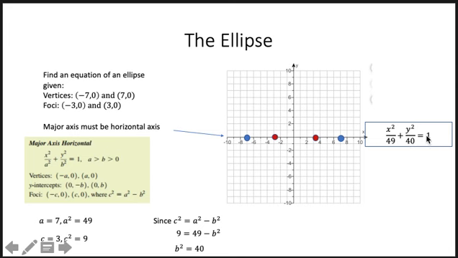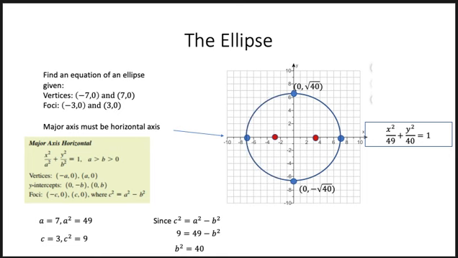If you want to know what this graph looks like, remember we're going to go up square root of 40. Well, the square root of 40 is somewhere between 6 and 7. And we're going to go down the square root of 40, somewhere between negative 6 and negative 7. And then we'll just draw our smooth ellipse through those connecting points.